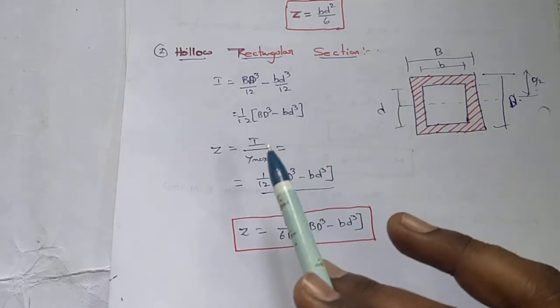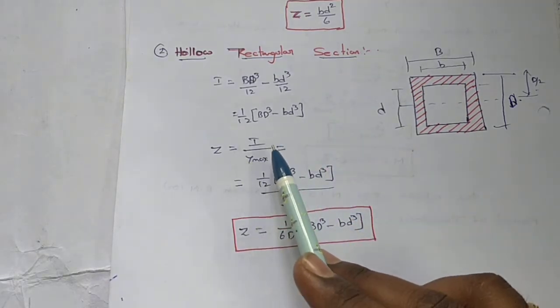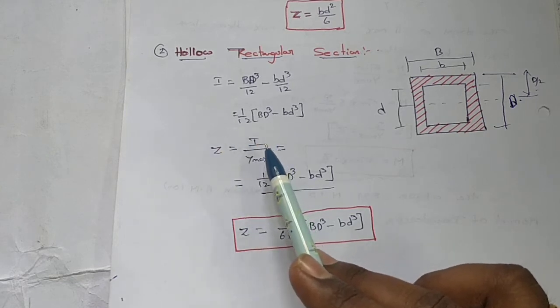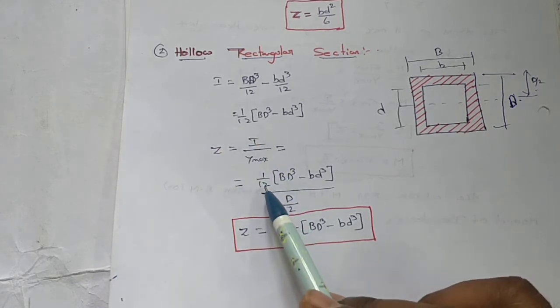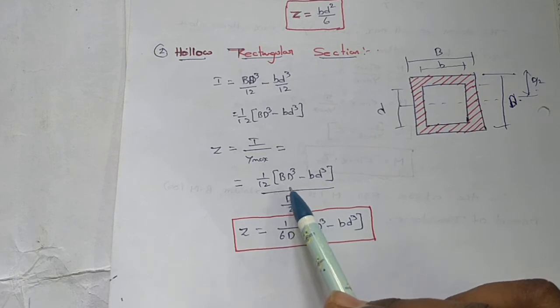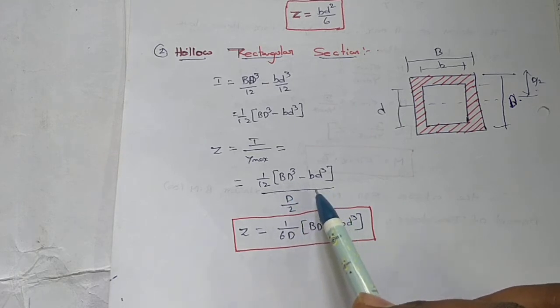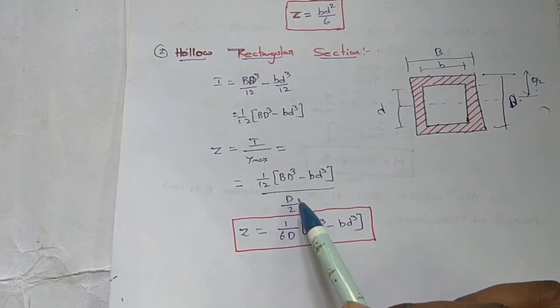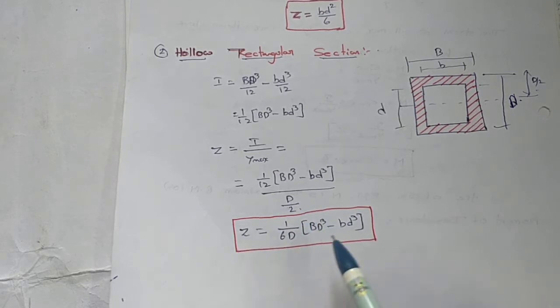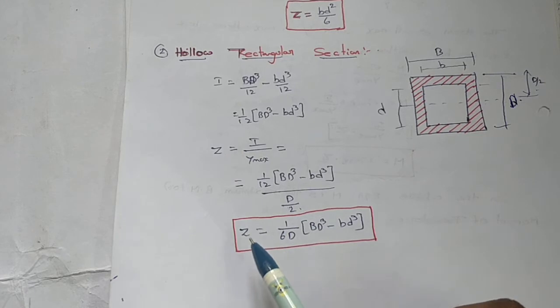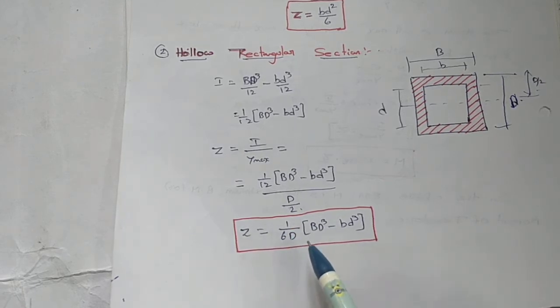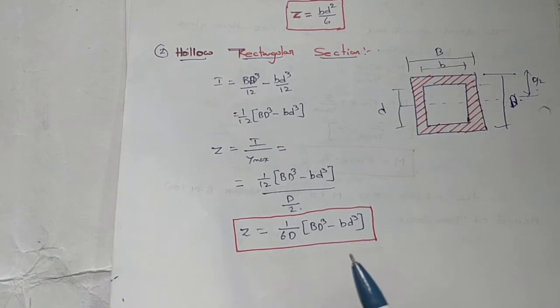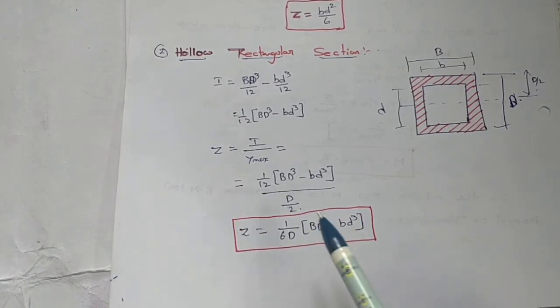Substitute these values in the section modulus equation, I by Y max. I equals 1 by 12 into capital BD cube minus small bd cube, divided by Y max, which is D by 2. By simplifying, we get the section modulus for a hollow rectangular section as 1 by 6D into capital BD cube minus small bd cube.